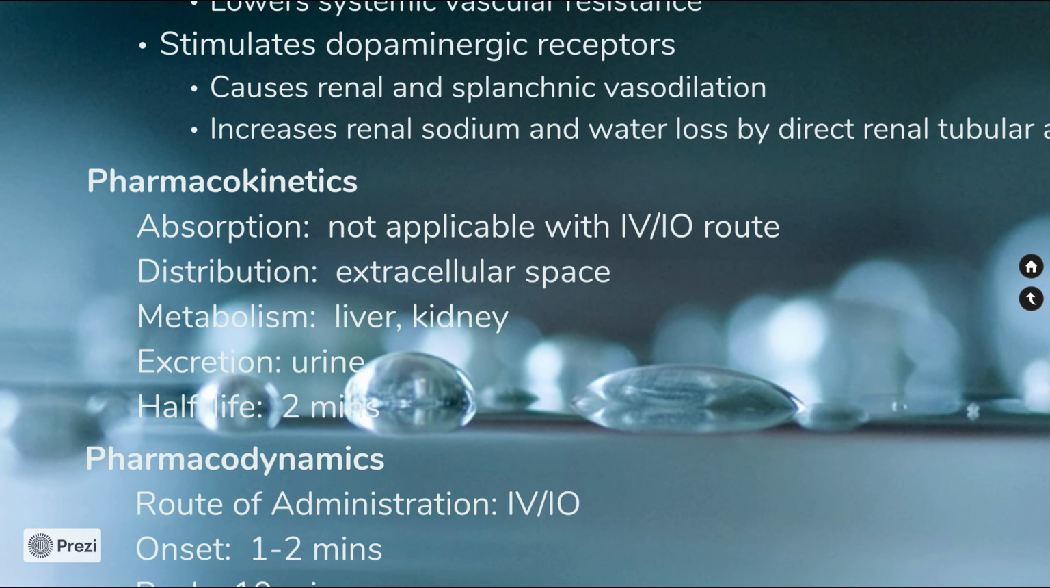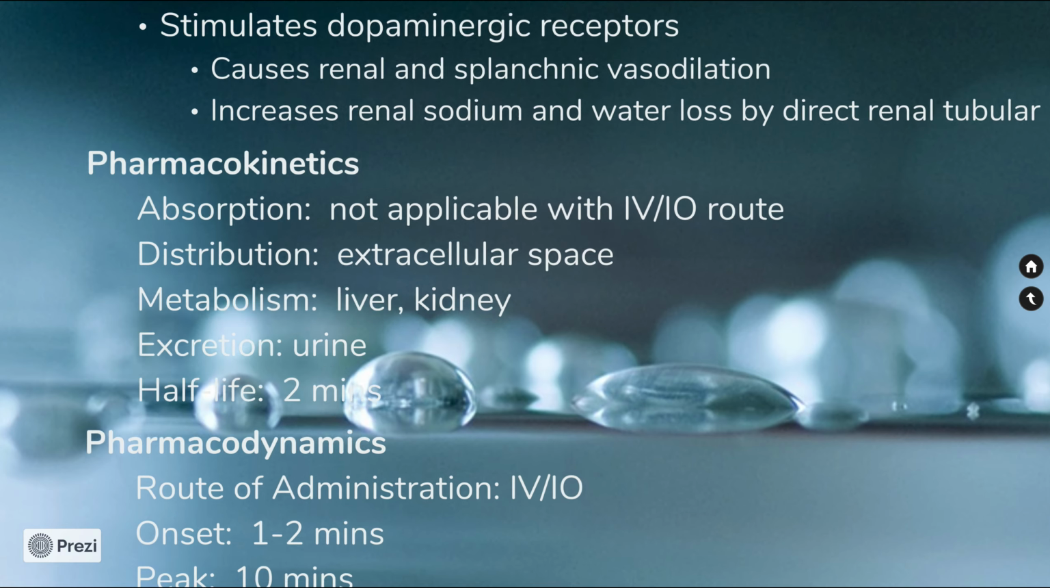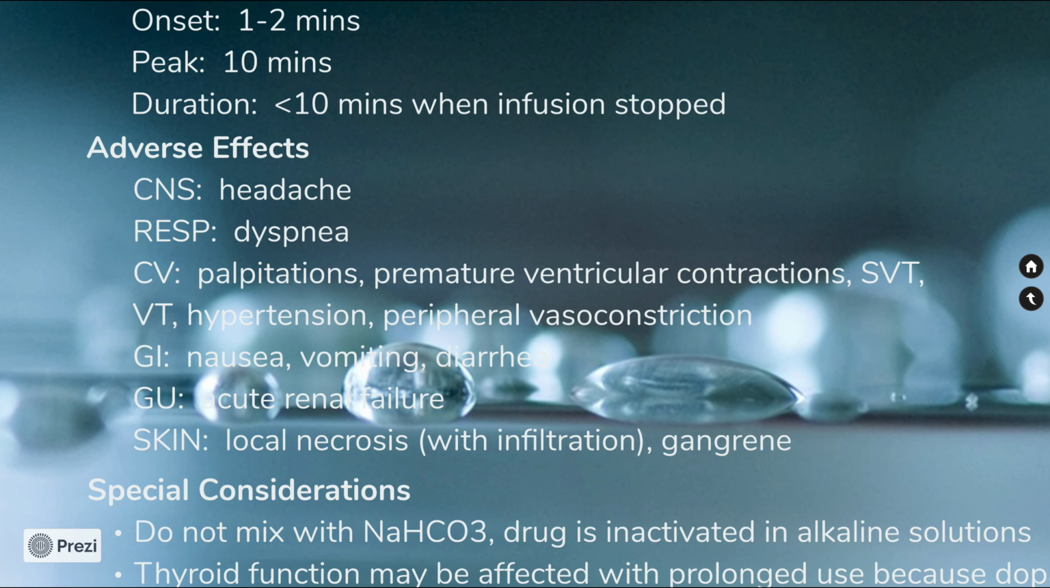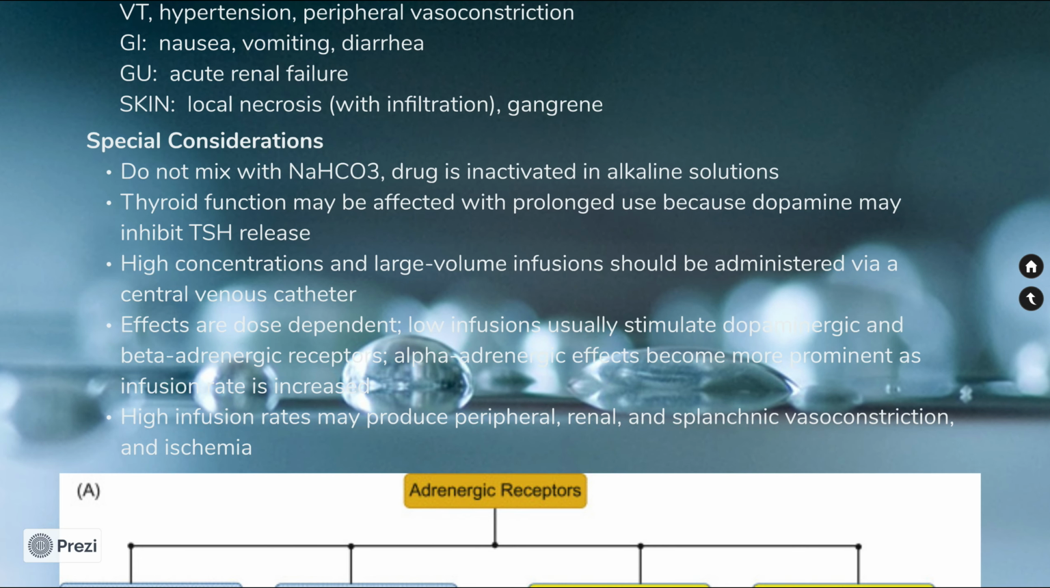These are the pharmacokinetic parameters of dopamine, the pharmacodynamic parameters, and the adverse effects. Similar to other catecholamines, local infiltration into the skin or areas without collateral circulation may result in local necrosis and gangrene. Special consideration: mixing with alkaline solutions can inactivate the drug.